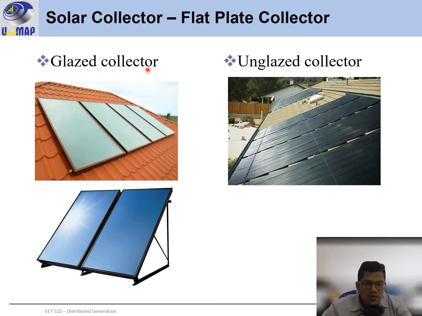So these are several examples of the flat plate collector. We can have the glazed one. I mean, you can see some sort of mirror-like surface on top of the building. So this is the glazed collector. And the second one is unglazed, usually black in color like this.